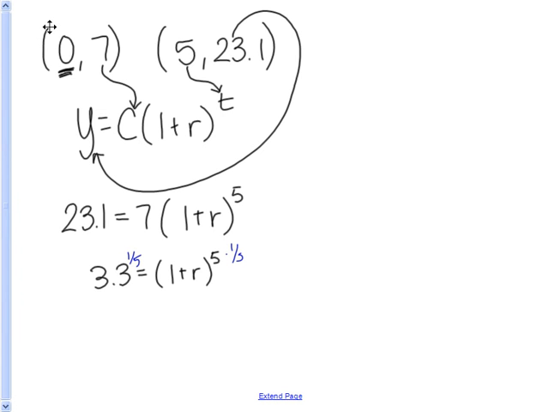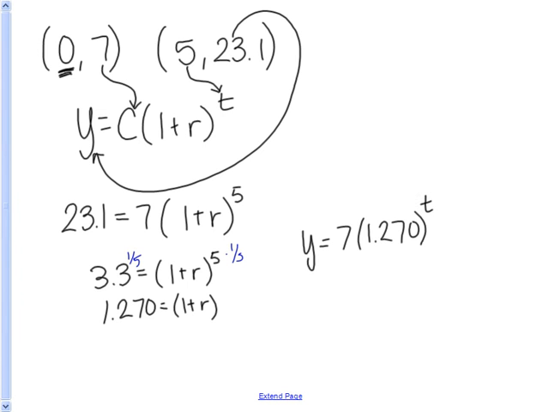And remember, oh, I typed that in wrong. Don't want to cut off decimals too short. And so we end up with 1.2070 is our 1 plus rate. So when you write the equation, it's y equals our initial amount, 7, times 1.2070 in for 1 plus r, raised to the t. That's going to be our answer there. Okay, that's the end of lesson 8.2.